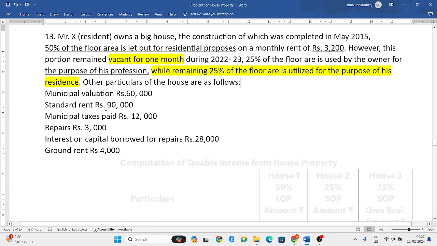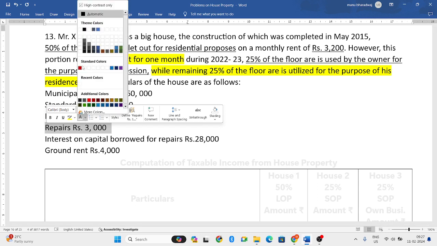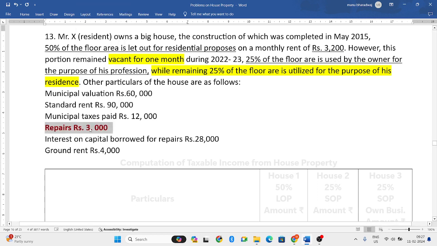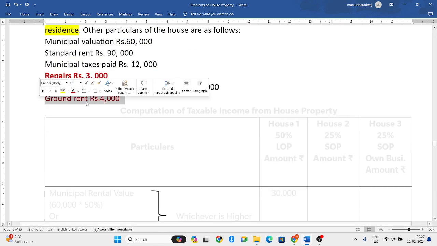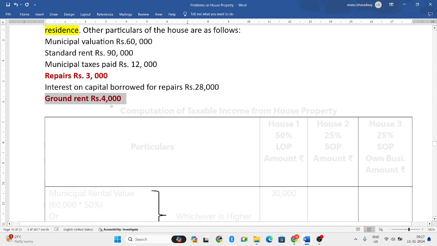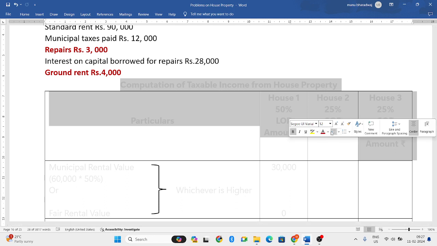So other particulars they have given: municipal valuation, standard rent, municipal taxes paid, repairs. I have always told that repairs should be ignored. Interest on borrowed capital for repairs, yes, this will be given. Ground rent also should be ignored. Now ground rent you don't consider. So with this information, we will compute the taxable income.